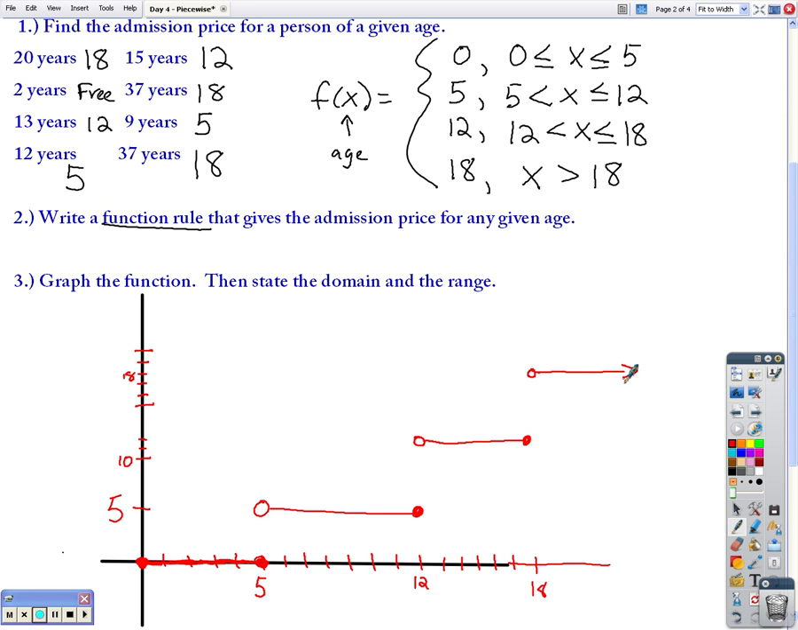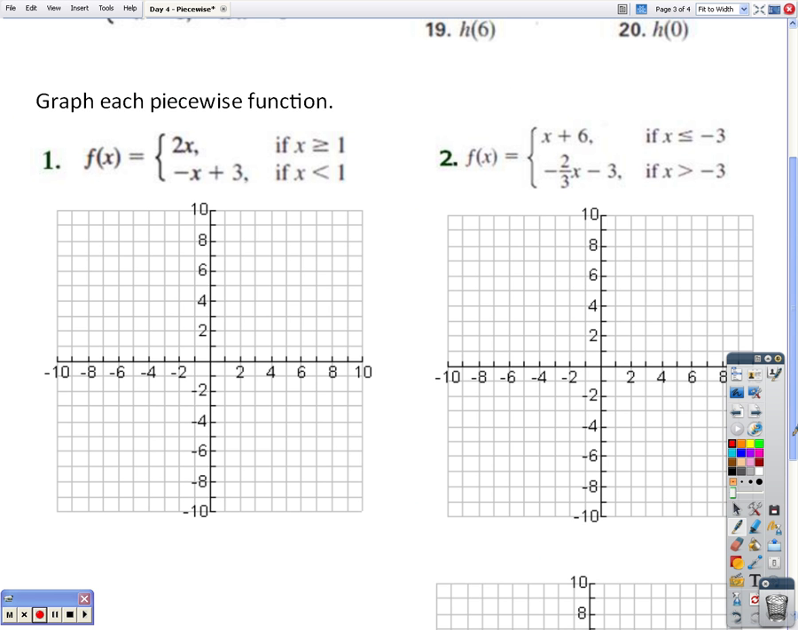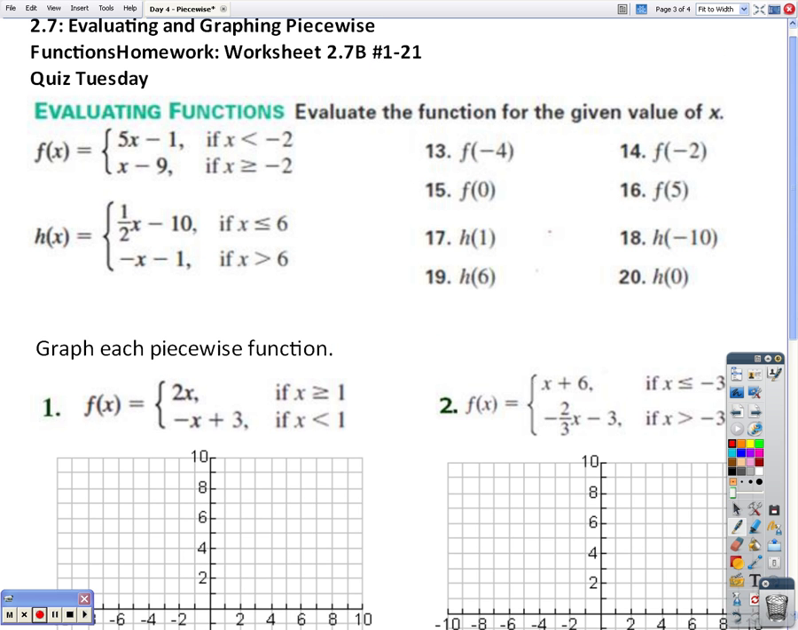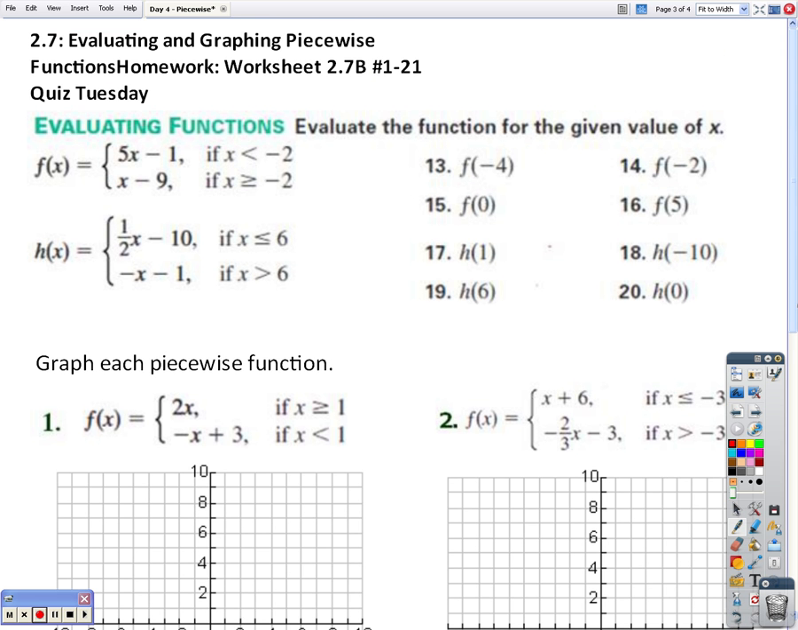The next thing we're going to do is graph some functions that are already defined for us. And the ones we're going to graph, well, actually, that's not true. The next thing we're going to do is evaluate some functions. I'm only going to do a few of them, and then you are going to be on your own. So for number 13, we look at this function for f. We're looking for f of negative 4.